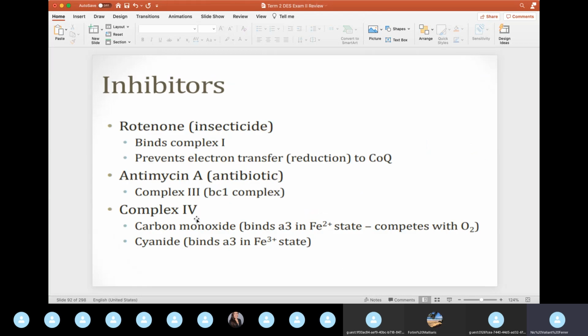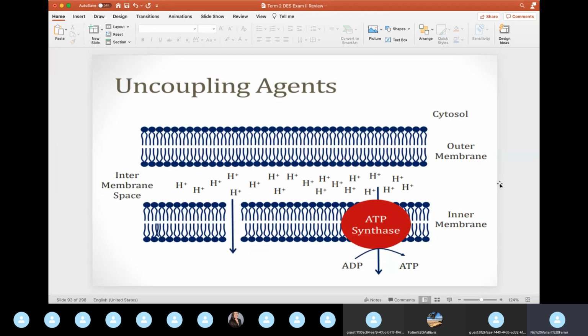Now, contrast your inhibitors with your uncoupling agents. Uncoupling agents disturb your inner membrane. So you don't have the increased concentration of H+ in your intermembrane space because they poke holes there. So you cannot make ATP. You don't have the force to drive the motor of your ATP synthase to make ADP to ATP.